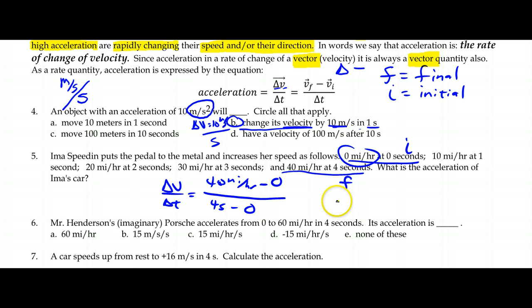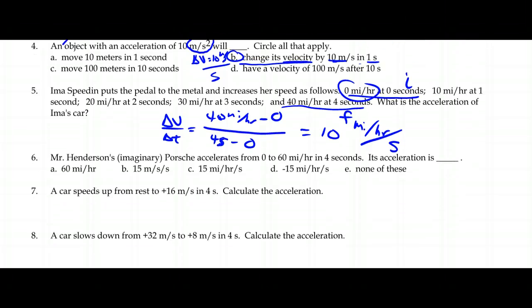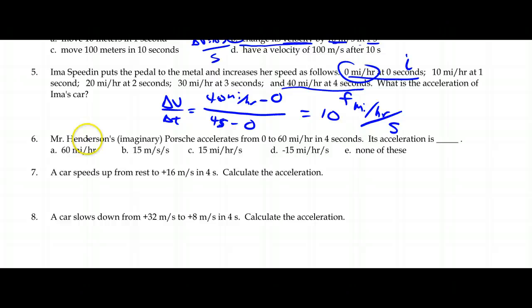Okay, the zeros go away. We've got 40 divided by 4. That's 10. Now the units this time are miles per hour of speed change, velocity change, divided by seconds. That's an S here, not a 5. So 4 seconds. So mixed units there. It's miles per hour per second. Could not use miles per hour squared in that case. It doesn't work.